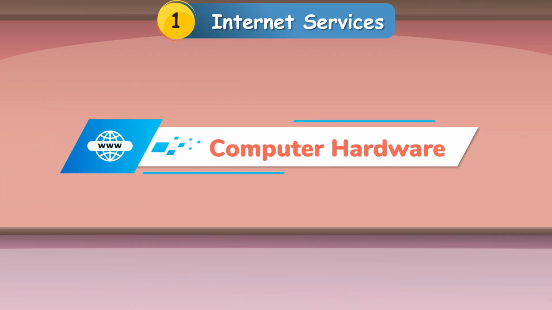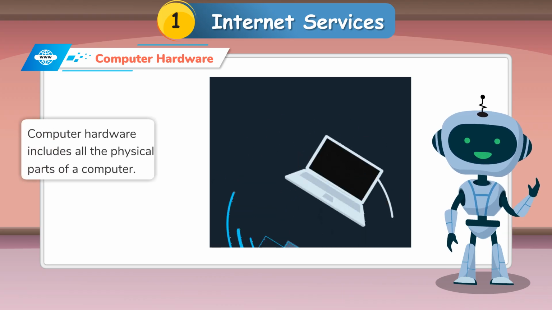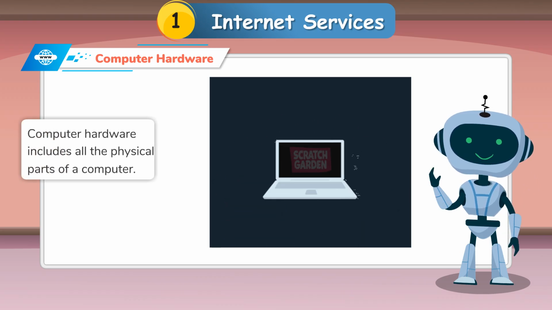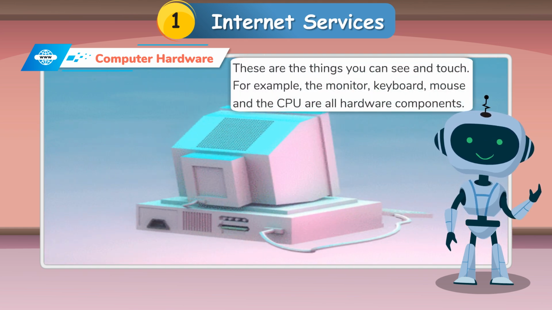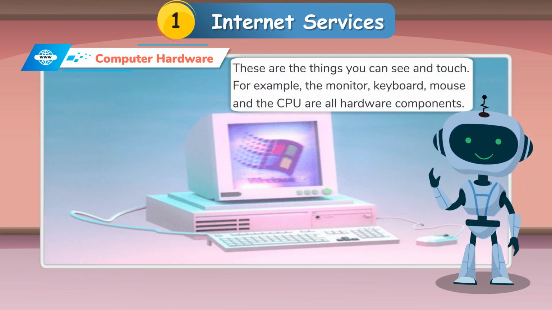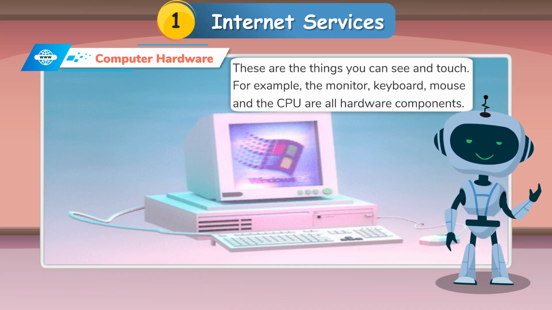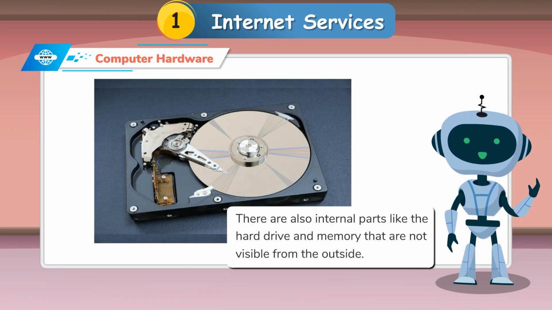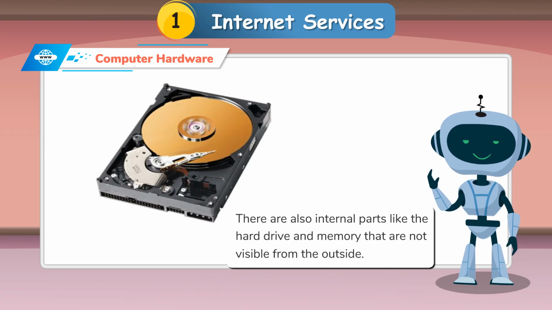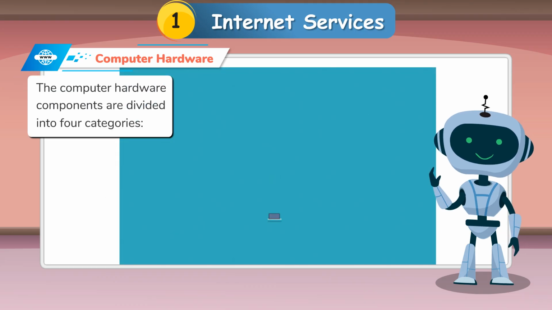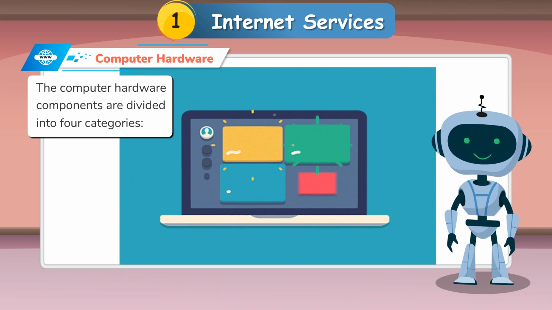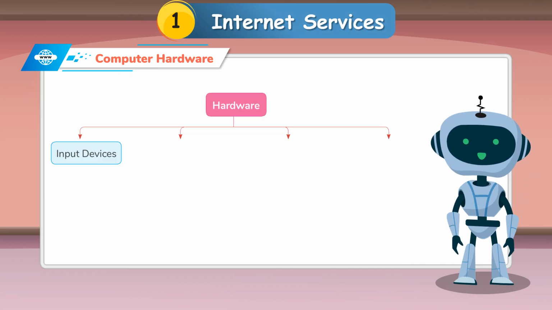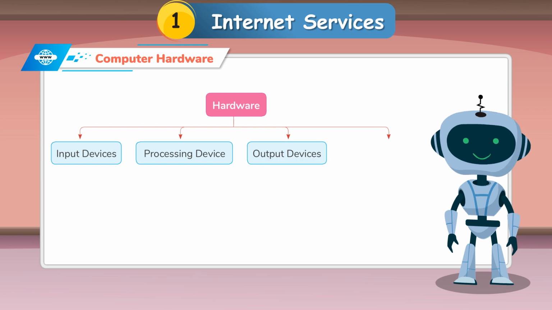Computer hardware. Computer hardware includes all the physical parts of a computer. These are the things you can see and touch. For example, the monitor, keyboard, mouse, and the CPU are all hardware components. There are also internal parts like the hard drive and memory that are not visible from the outside. The computer hardware components are divided into 4 categories: input devices, processing device, output devices, storage devices.